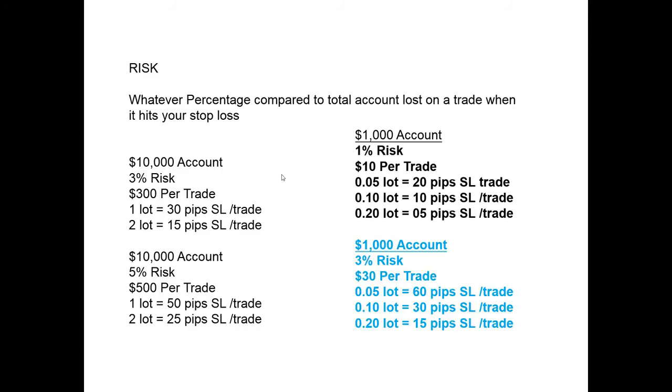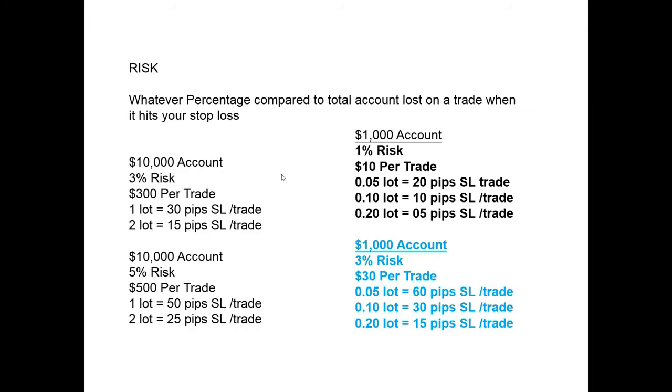That's 1% risk. So a 0.20 lot, I'm sorry, I'm already thinking 20 lots. With a 0.20 lot, you're only going to be able to have a 5 pip stop loss before you lose the $10, the 1% of your account. These are just guidelines. Like I said, write them down. Maybe you can adjust your trading depending on your account size.